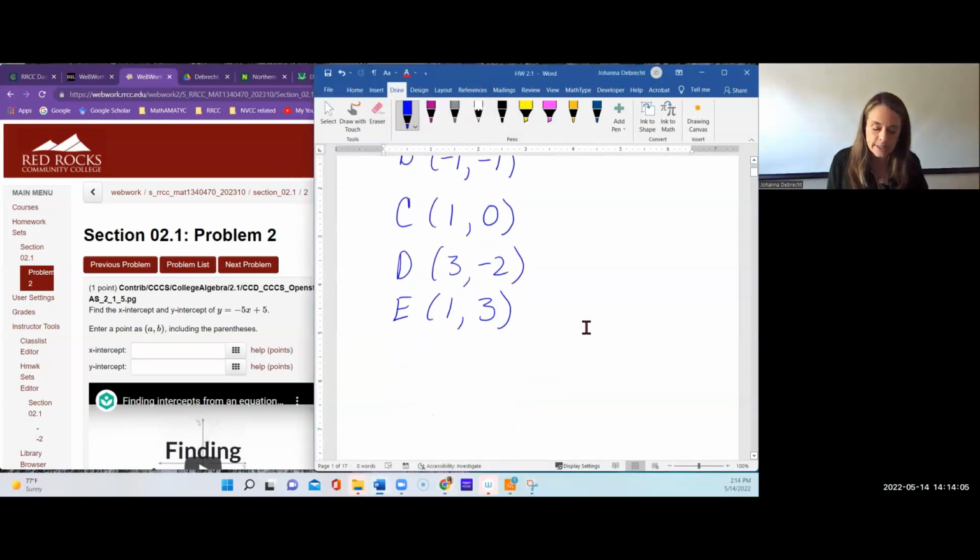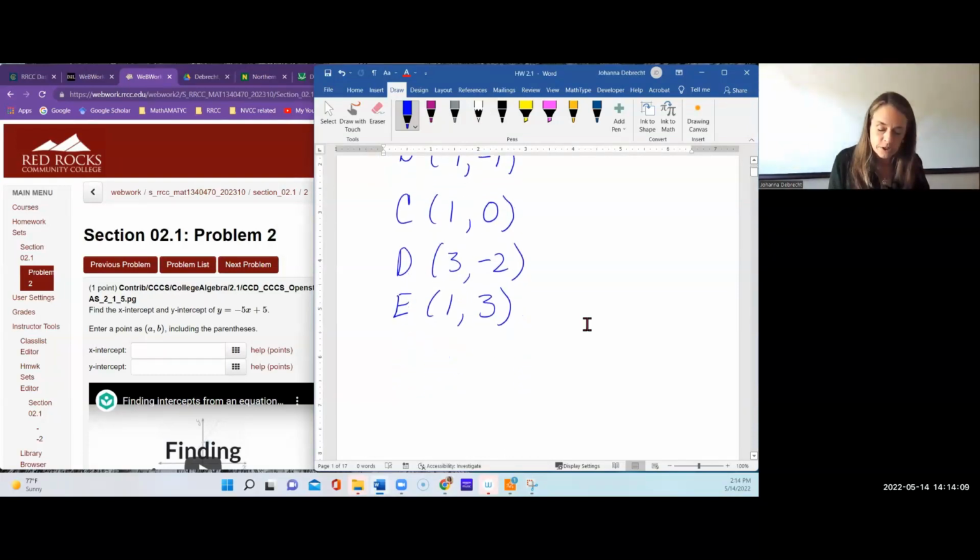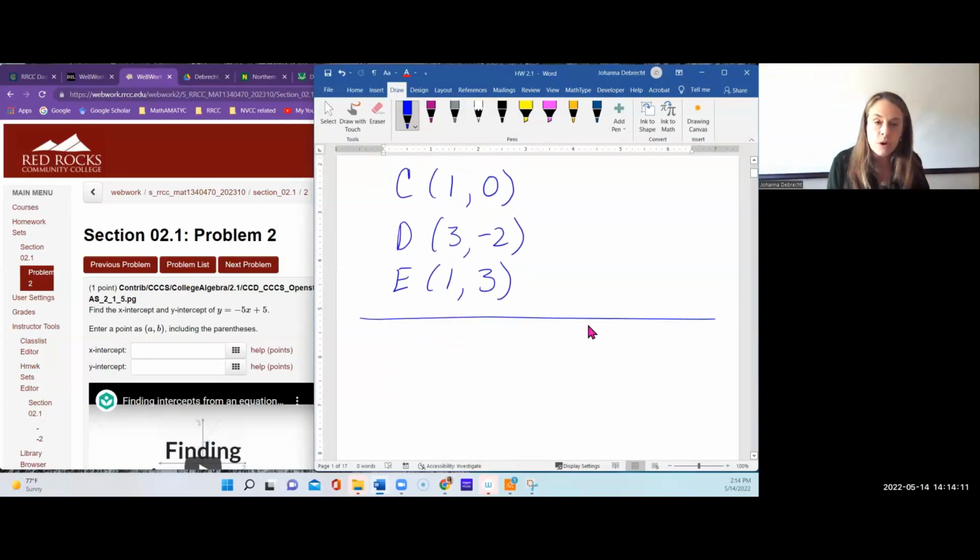Now we're going to write down the equation. The first one was problem 1. Remember to number and circle, and then draw the horizontal bar. Problem 2, I'm starting with the equation y equals negative 5x plus 5. Write your equation in case you make an error.